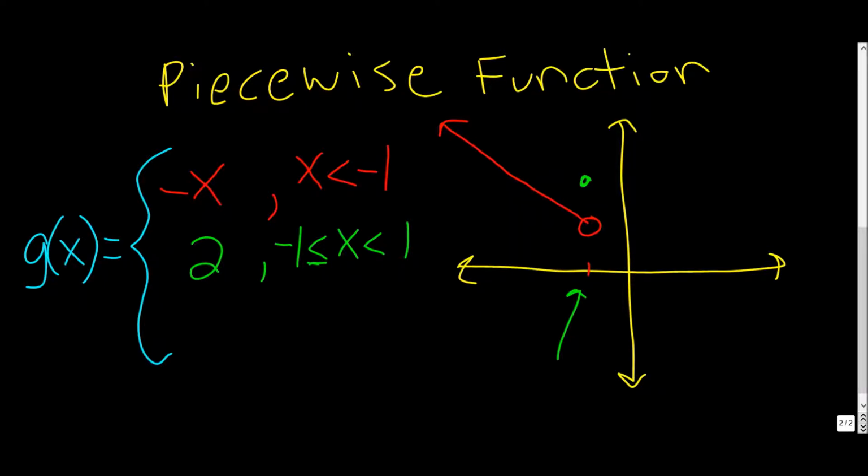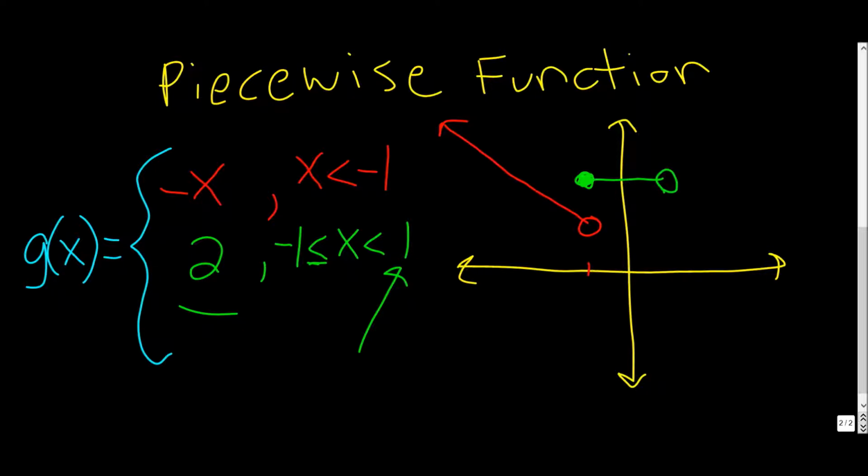So that is a filled circle. It doesn't have to be filled. I mean, the domains can do all sorts of different things, but I'm just creating this as I go. Now, it takes on the value 2. So 2 is just a horizontal line, so I'm going to go straight over. And now look, x is not allowed to be 1 here, so I've got a circle.